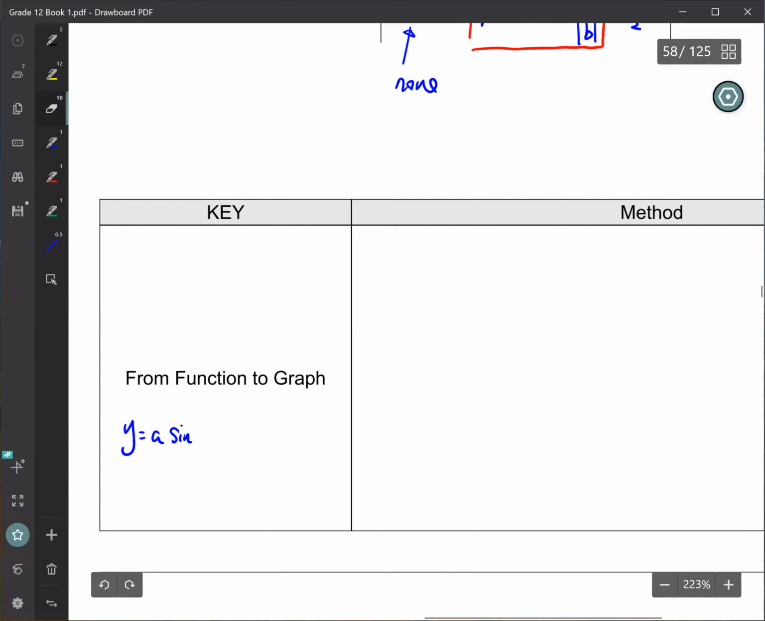And then b, x minus c plus d, right? And then if it's cosine, it will look like this.